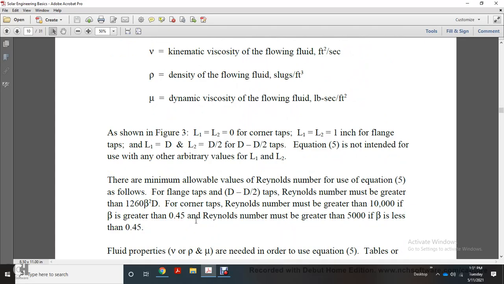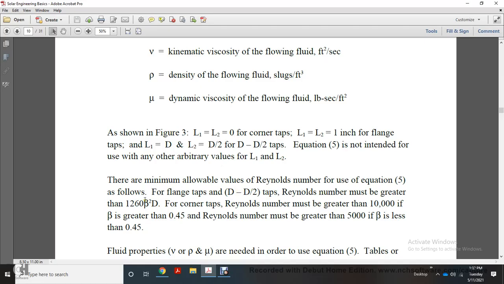As shown in figure 3, for corner taps, L1 is equal to L2, equal to 0. For flange taps, L1 and L2 are both equal to 1 inch. For D and D over 2 taps, L1 is equal to the diameter and L2 is equal to the diameter divided by 2. Equation 5 is not intended for use with any other arbitrary values of L1 and L2.